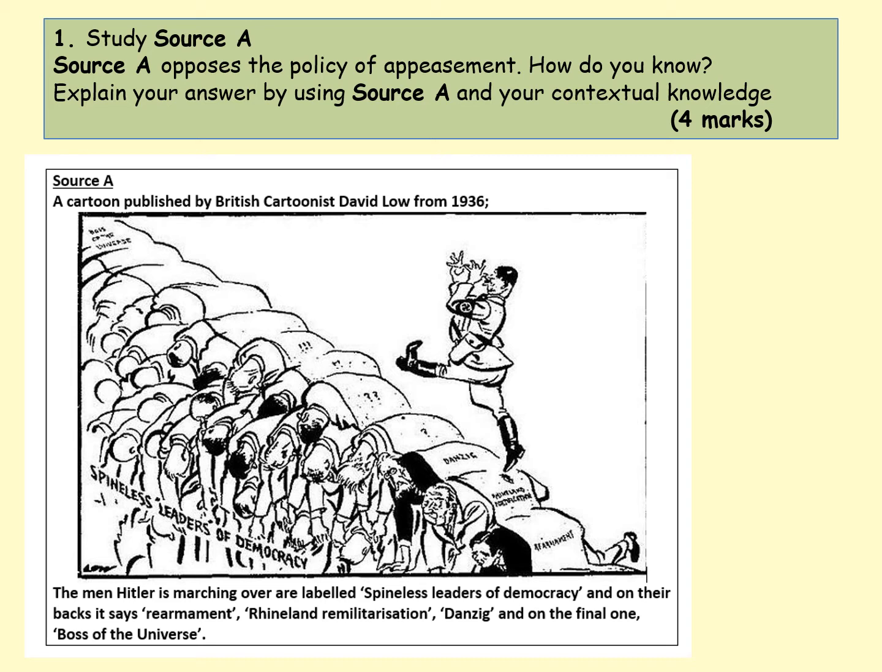So in terms of relevant points from the cartoon, there's the words about the spineless leaders of democracy and what Hitler looks like. If you have a look at the faces of these people as well, they all look quite weak and kind of scared. And then for the contextual knowledge, you could make a direct reference to the fact that Hitler was able to reoccupy the Rhineland in March 1936 and give a little bit of historical context around that.